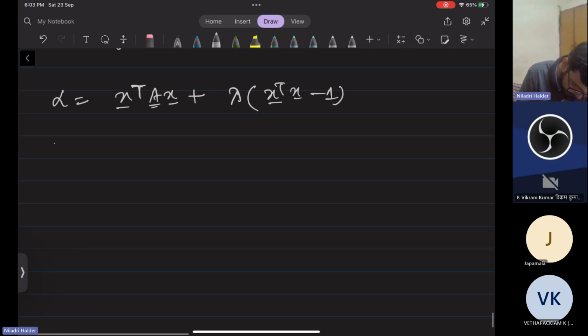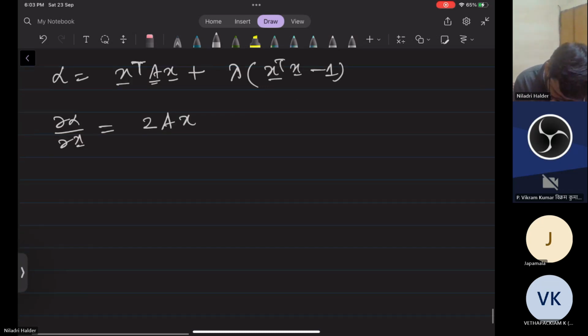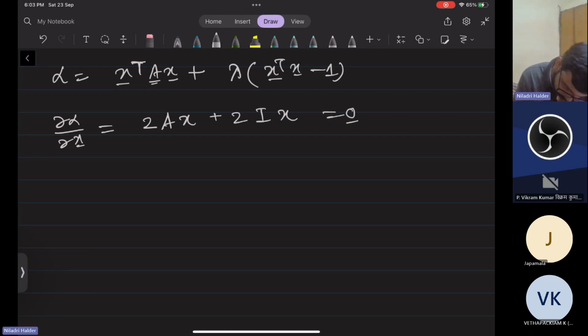Now we need to differentiate this with respect to X. That is equal to 2AX plus 2 lambda IX equal to 0, where I is the identity matrix.